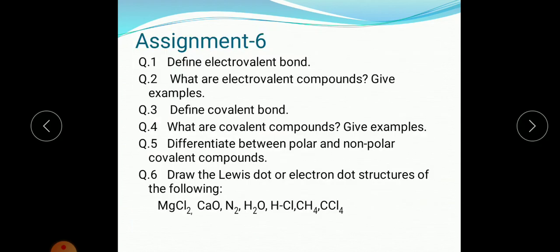Now today's assignment number 6. Question number 1, define electrovalent bond. Question number 2, what are electrovalent compounds? Give examples. Question number 3, define covalent bond. Question number 4, what are covalent compounds? Give examples. Question number 5, differentiate between polar and non-polar covalent bonds. And finally, question number 6: draw the Lewis dot or electron dot structures of the following: magnesium chloride, calcium oxide, nitrogen, water molecule, HCl, CH4, CCl4.